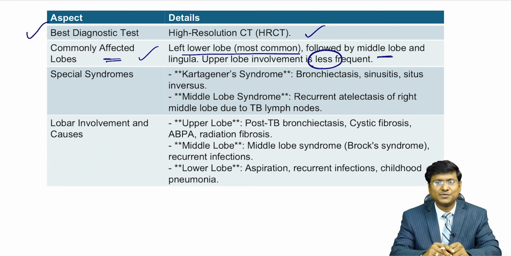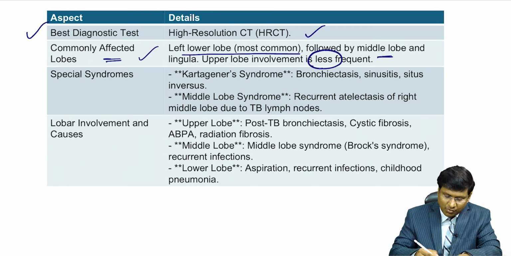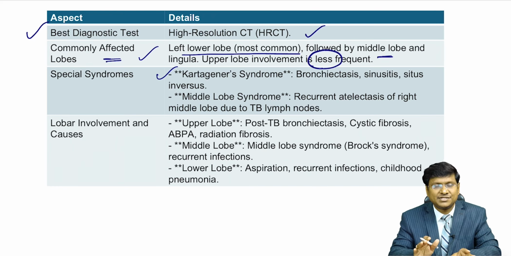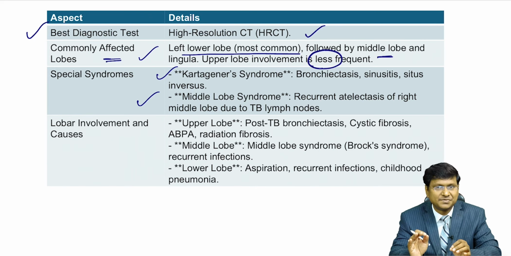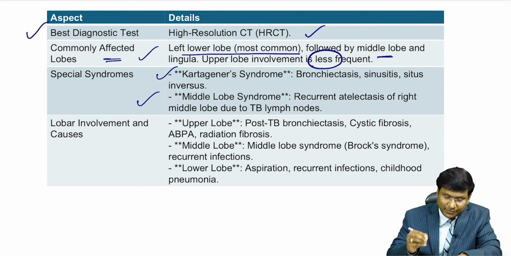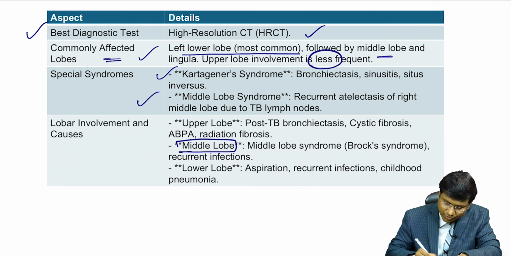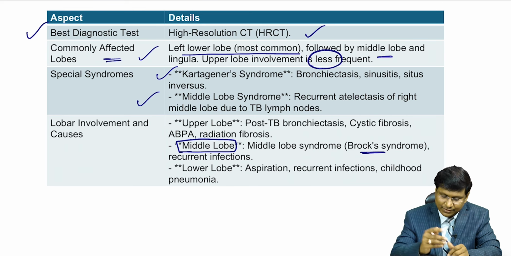And the special syndromes which are associated with bronchiectasis: one I have already told you, that is Kartagener syndrome, where you have rhinosinusitis, infertility, bronchiectasis and situs inversus. The other one is the middle lobe syndrome. Usually, middle lobe syndrome is uncommon. If there is middle lobe involvement in the development of bronchiectasis, we call it Brock syndrome. So middle lobe syndrome is nothing but Brock syndrome.